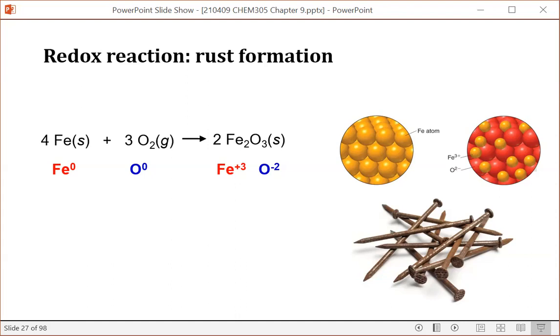So we can verify that this is indeed a redox reaction. Iron went from 0 to +3, and oxygen went from 0 to -2. So there was oxidation and reduction happening in this reaction because the oxidation numbers changed. That's what we talked about in the last lecture. Now we can further define the parts of this reaction using the new terminology that we just learned, identifying what was oxidized and what was reduced.